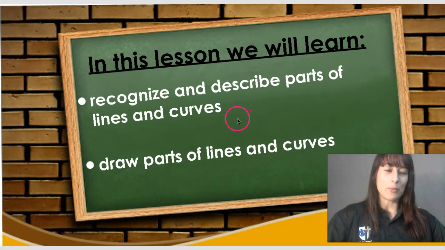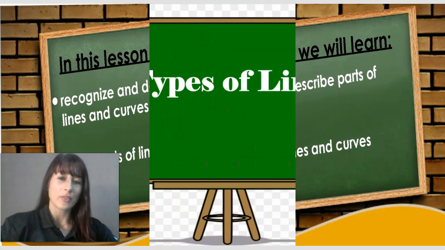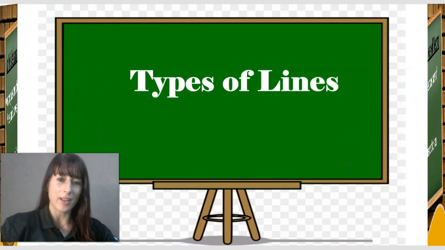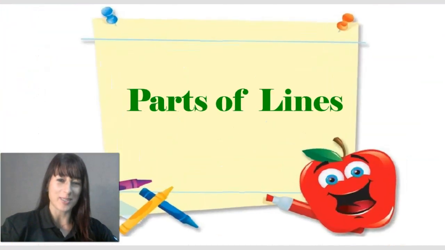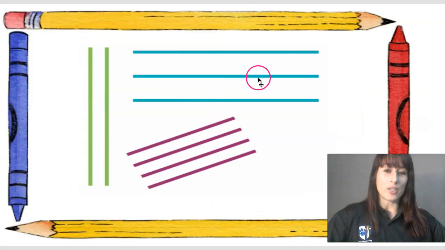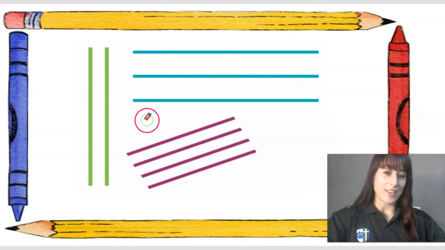Let's first begin with what are the types of lines? The first lines we are going to be learning about are parts of lines. If you put your finger and trace this line, you will see that your finger is going just one direction. So if your finger is tracing the line without turning, just going one direction, then you are tracing a part of a line. Okay, this is called part of a line. Your finger is going only one direction if you trace it.